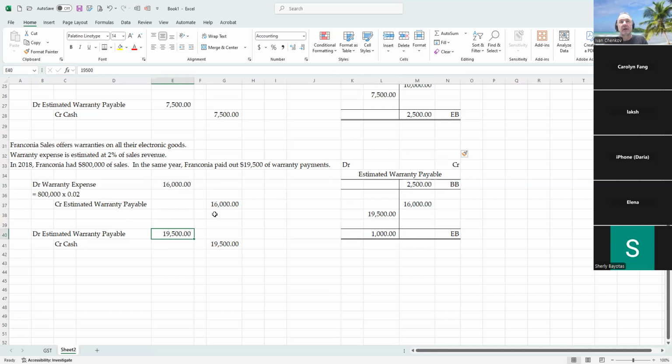Either I have to adjust my estimate next year instead of 2%. Where should I go, Cassidy? What will be your suggestion? Go 3 or 4%. That's a good suggestion. So that's going to bring me to the other side, right? Because right now my expenses are not enough. The expenses I'm making provision for are not enough to cover my actual warranty.